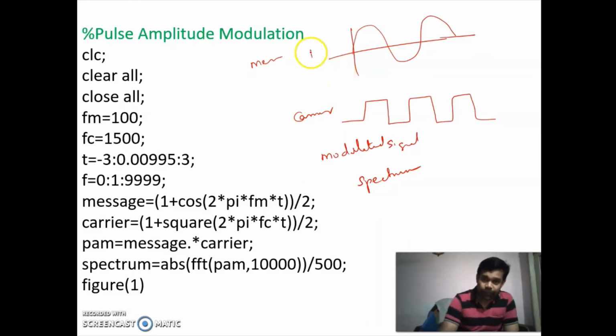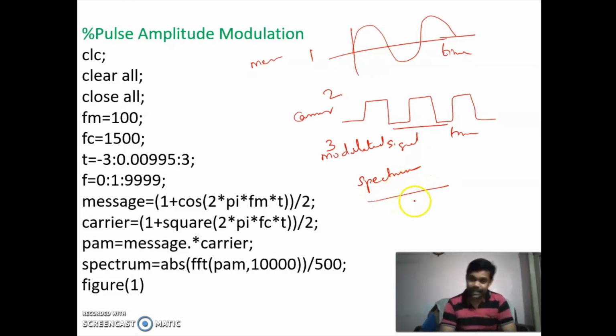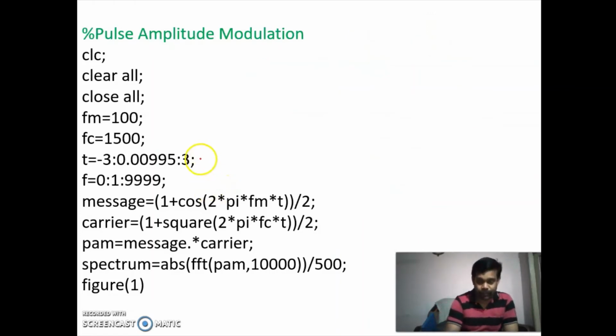For plots 1, 2 and 3, you need the x-axis as the time axis. For the 4th plot, the spectrum, the x-axis is frequency. For all the others, the x-axis is the time axis. So we are defining the x-axis, that is, the time axis and the frequency axis.